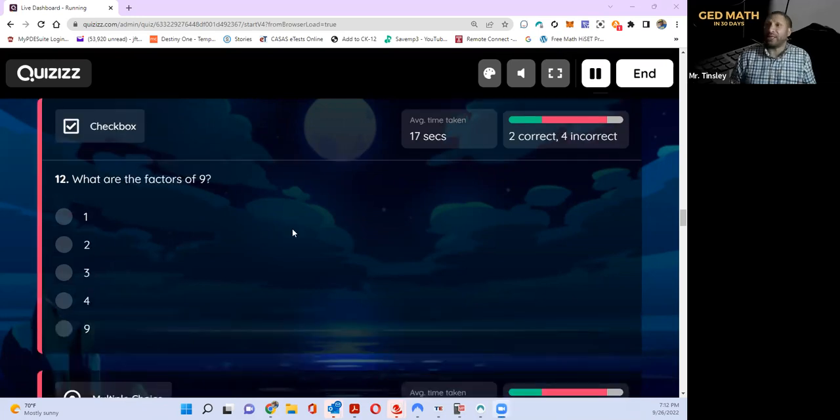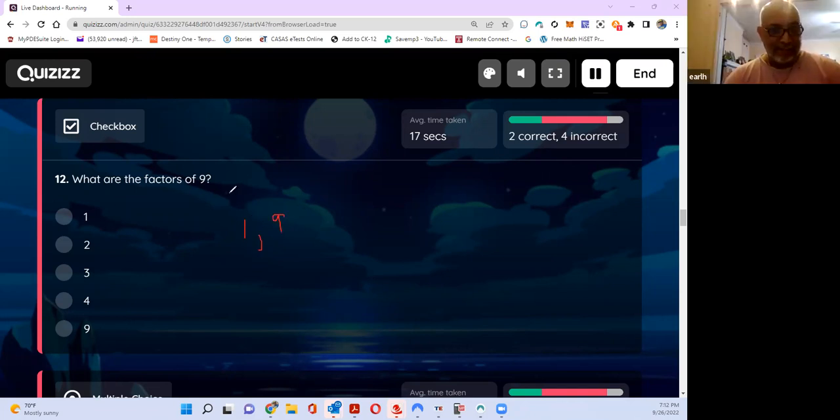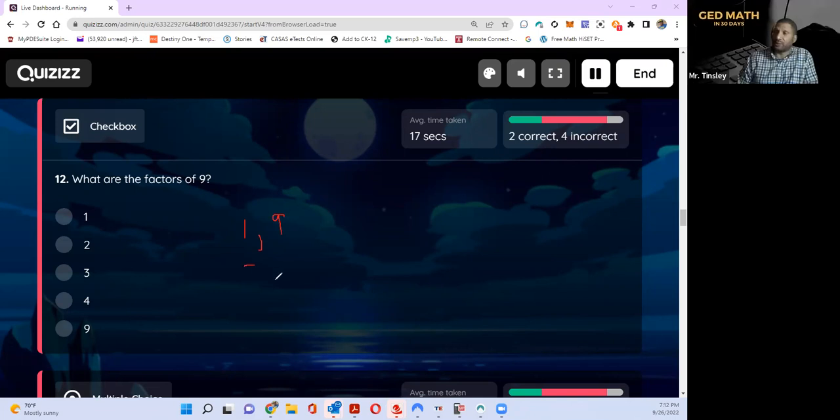Okay. Most people got this one incorrect. What are the factors of 9? What two numbers can I multiply together to get 9? Start from 1. 1 times what? 9. Then 2 can't go into 9. Then 3 times what? 3. So 4 can't go into 9. 5 can't go into 9. 6 can't go into 9. 7 can't go into 9. 8 can't go into 9. So your factors are 1, 3, and 9.